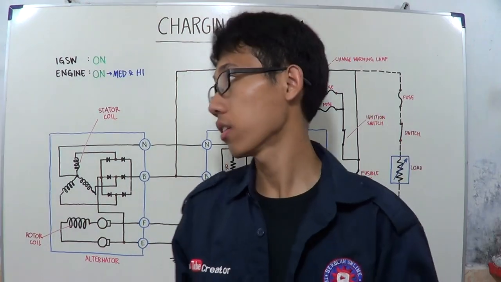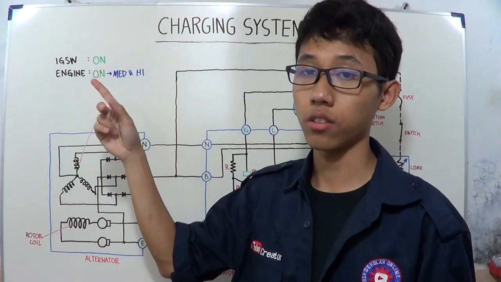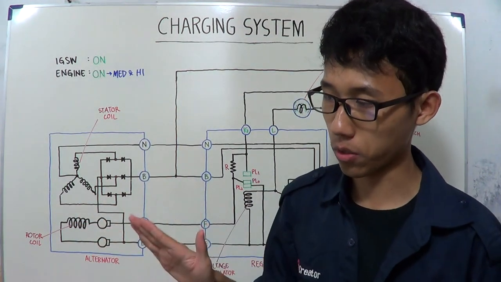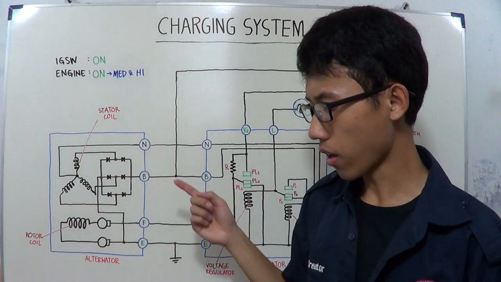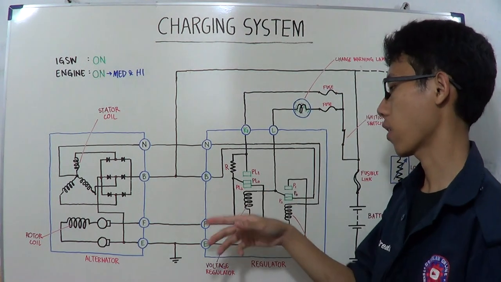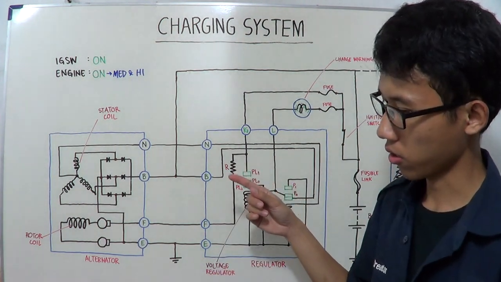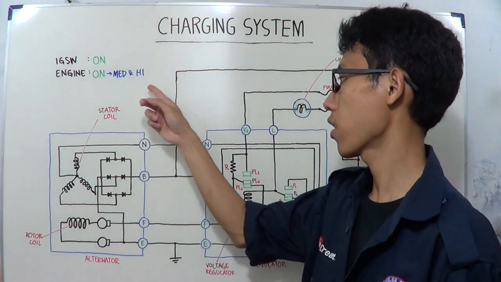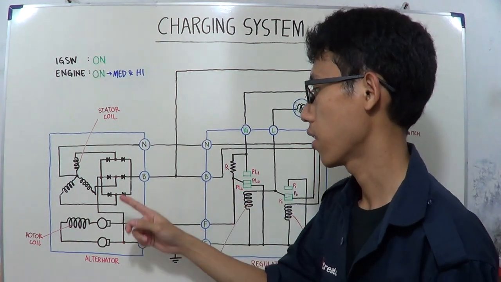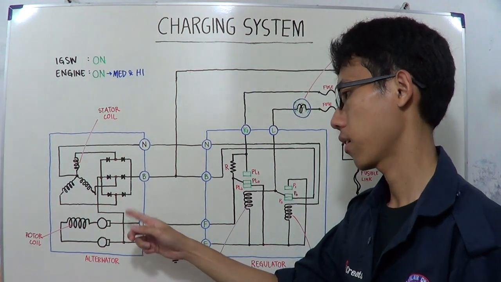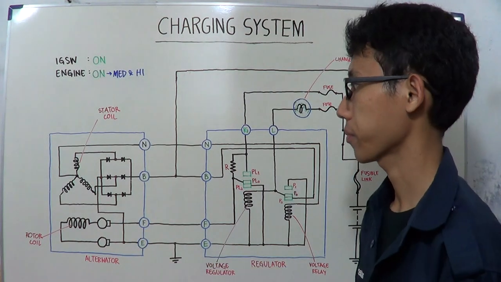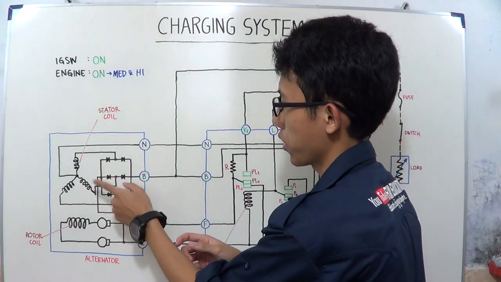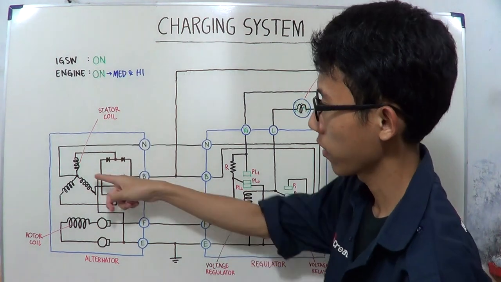Now the third condition is when the ignition switch is on and the engine is also running, but at medium speed or high speed. This is when you push the pedal to high speed. So there are three circuits working in this condition. The first is the neutral voltage that flows from the stator coil. Because the engine speed is high, the rotor coil is also at high speed. Because of that, the electricity generated from the stator coil is also high.